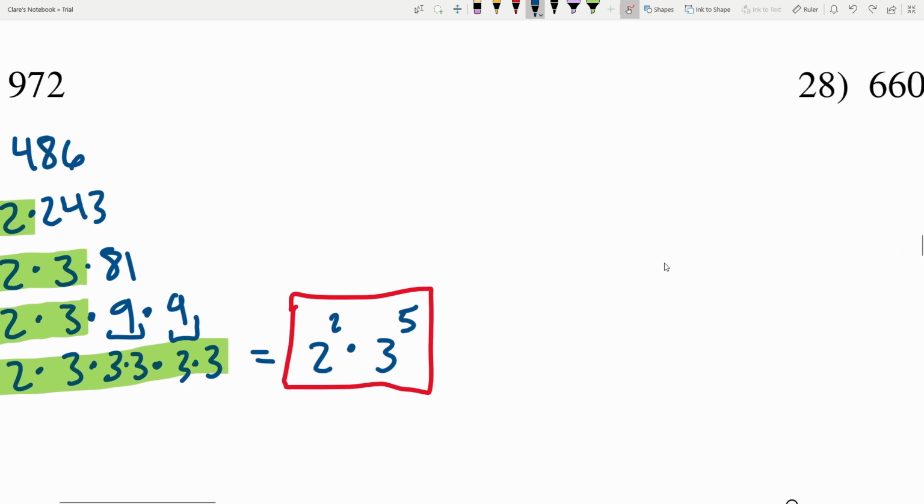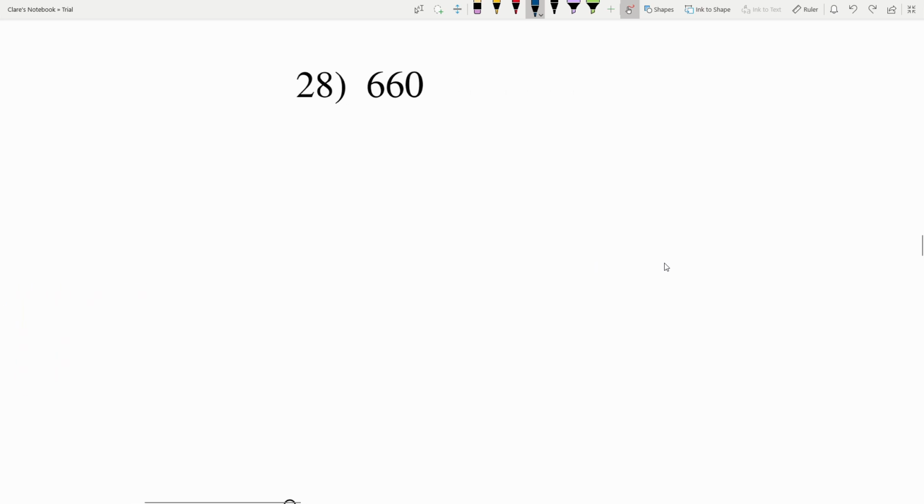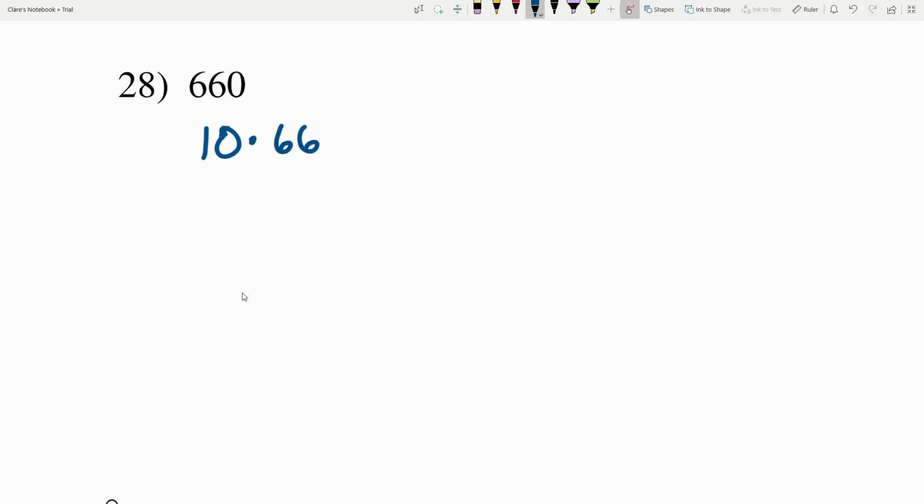Let's move on to our last problem on this worksheet, number 28. Now in number 28, we have 660 that we're trying to see the prime factorization of. So 660 is kind of intense to work with, so let's break it down into smaller numbers. 660 ends in a 0, so I'm going to break that up into 10 times 66. Now I know that 10 can be broken up into 2 prime factors. That'll be 2 times 5, and I'll multiply that by 66.